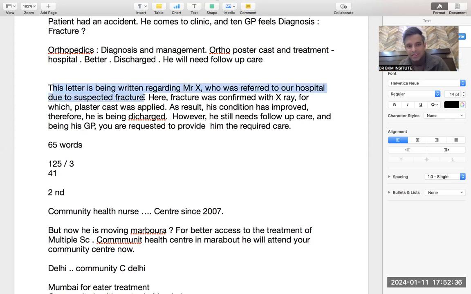This letter is being written for a patient who had a suspected fracture. Here, fracture was confirmed with the help of an X-ray for which plaster cast was applied. Easy. Now you hold on. As a result, his condition has improved. Therefore, he is being discharged. Hang on. However, he still needs follow-up care and being his GP, you are requested to provide him the required care. So that is what is easy to read. And this is the subconscious mind. This gives you that A grade.